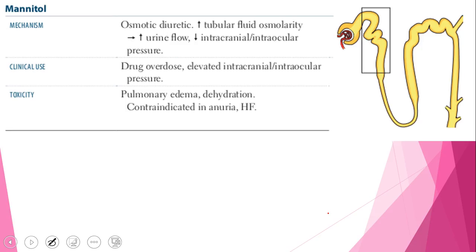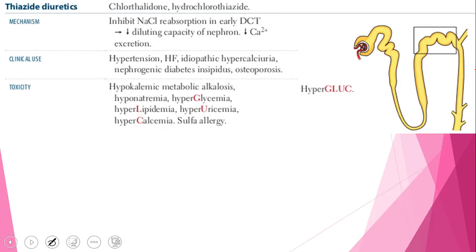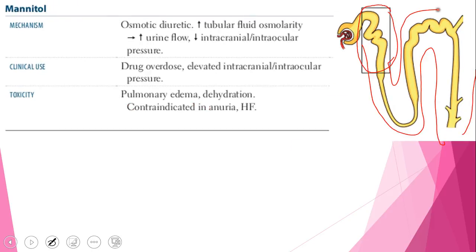All right, so a little discussion about mannitol. Its mechanism is that it's an osmotic diuretic. It increases the tubular fluid osmolality. So this is where it has its effect. Actually, it takes effect everywhere, but basically it draws fluid into here because it easily passes from here to here, but then it does not easily pass from here to here, and so it creates osmotic pressure here, which draws fluid into this guy and makes you pee more.